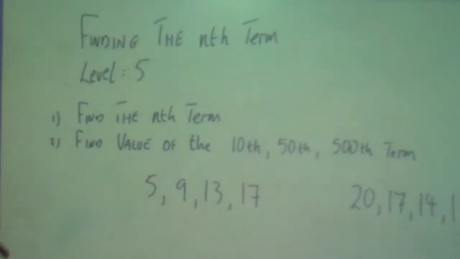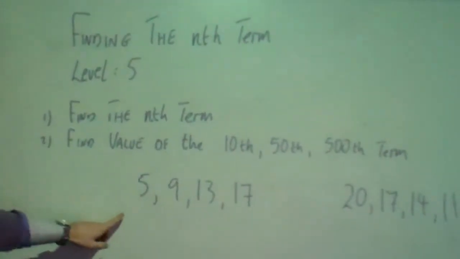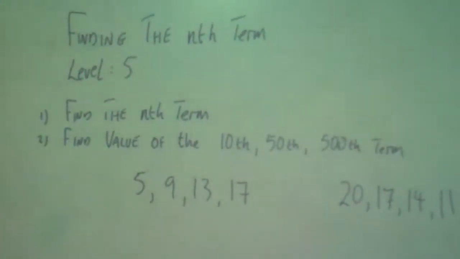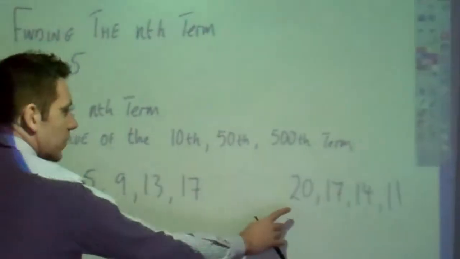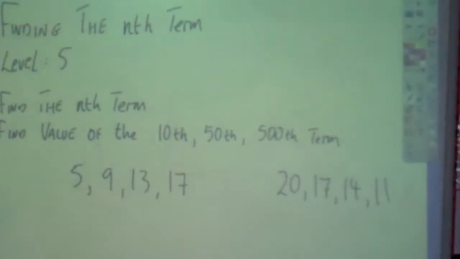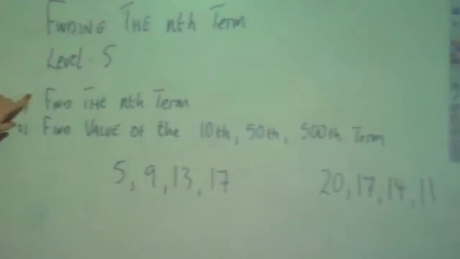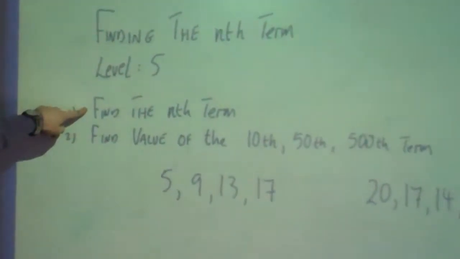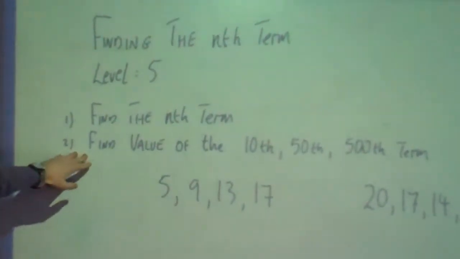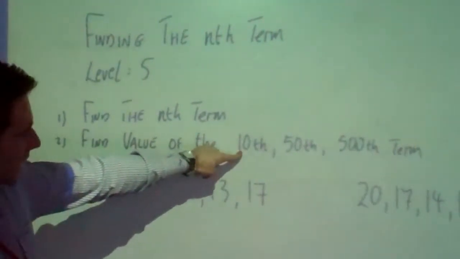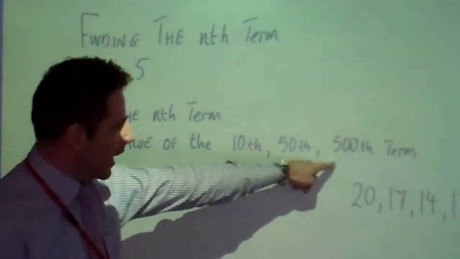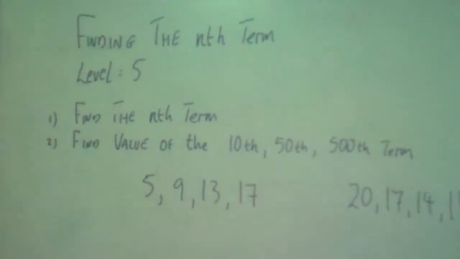So I'm going to show you some practical applications of sequences that go up, 5, 9, 13, 17, and sequences that go down, 20, 17, 14, and 11. In these questions, we're going to find the value of the nth term, and then, using the nth term, we're going to give you the value of the 10th term, the 50th term, and the 500th term.